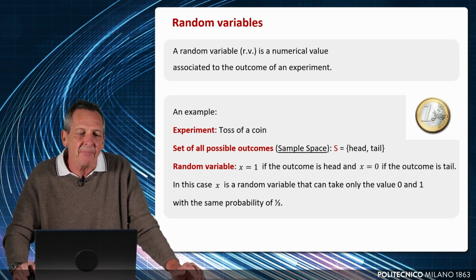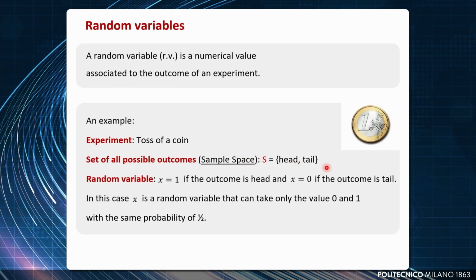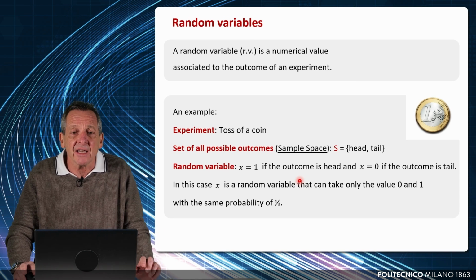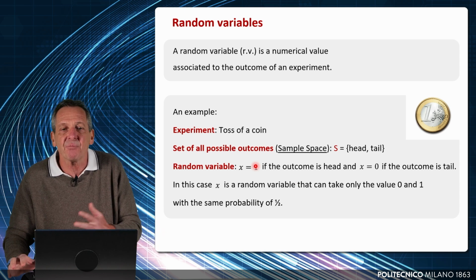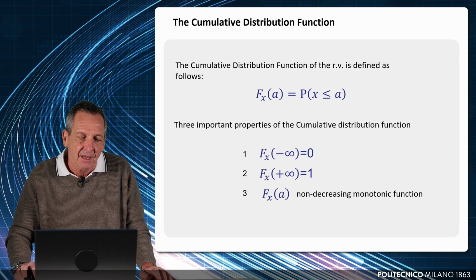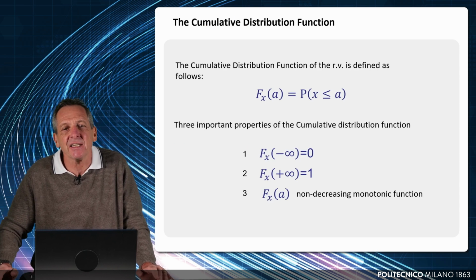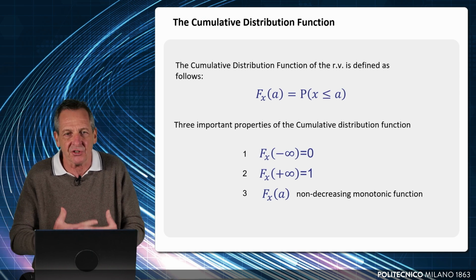Just to fix the idea, imagine your experiment is tossing a coin. You have just two possible results, head or tail. And we can associate, for example, two different numbers to the different outcomes, for example, 1 and 0 for head and tail. And in this case, our random variable can assume just two values, 1 and 0, with the same probability, 1/2. There are a couple of very useful functions associated to these random variables for the computation of probability.